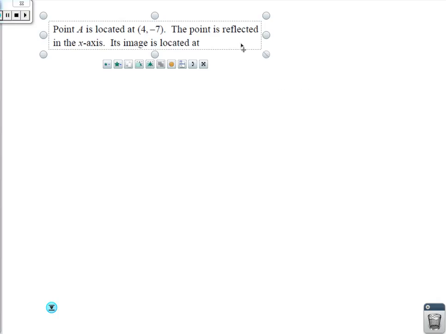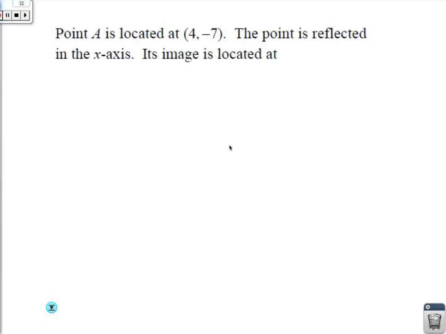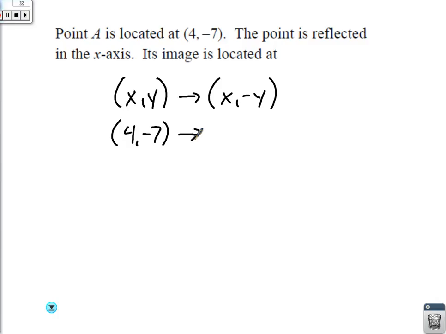Point A is located at 4, negative 7. The point is reflected in the x-axis. That means it's reflected across the x-axis. Somebody look at those and tell me what the transformation is. (x, y) turns into (x, negative y). So 4, negative 7 will turn into 4, positive 7. That's all you have to do. That's all your transformation.